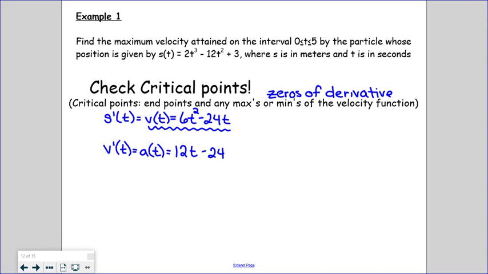And I want the zeros of the derivative. So my next step is, now that I know the derivative of the function, find its zeros. Finding its zeros is setting it equal to 0. Okay, solve for t.